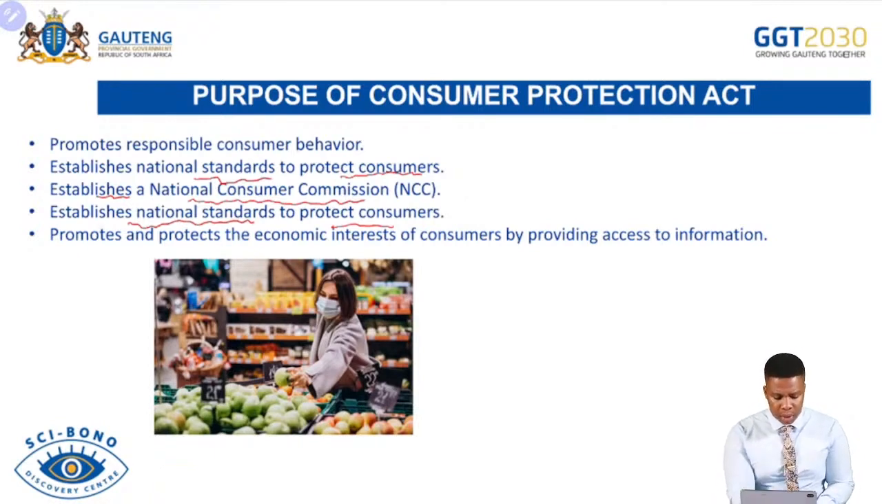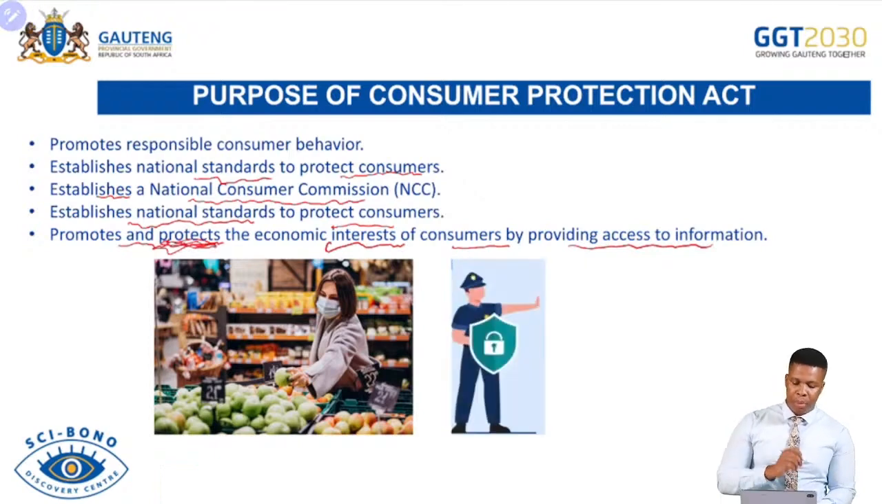And the last part of our purpose is the idea that it promotes and protects the economic interest of consumers by providing access to information. So the key part here becomes the issue of protection, or it protects. So basically the purpose of the Consumer Protection Act, or why the government developed it, was with the idea to provide protection.